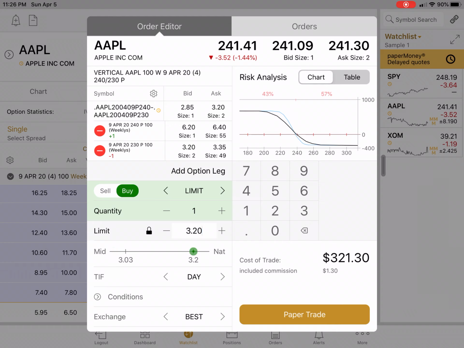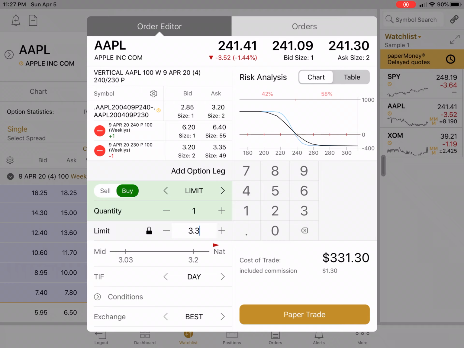So notice there's a little bar with mid and nat. You actually see a low price of 3.03 and a high price of 3.20. In fact, I'm even going to make it 3.3 just so that the paper trade would go. Now it's Sunday night, so I can't have this order filled, but if you tap on paper trade and then confirm, you will see that this is going to go.